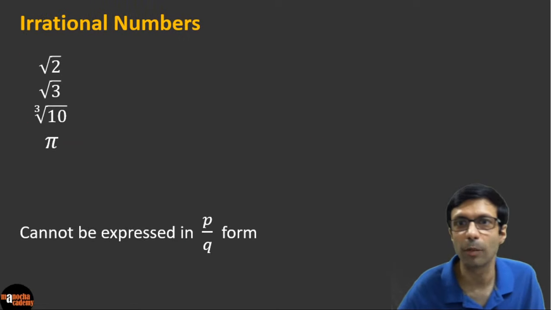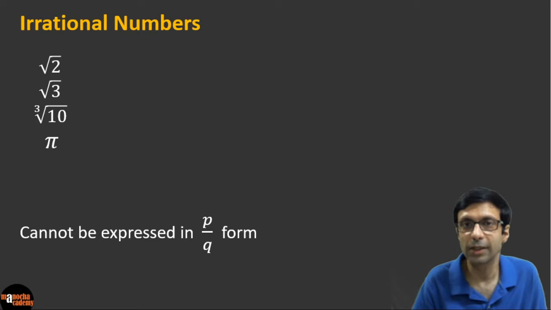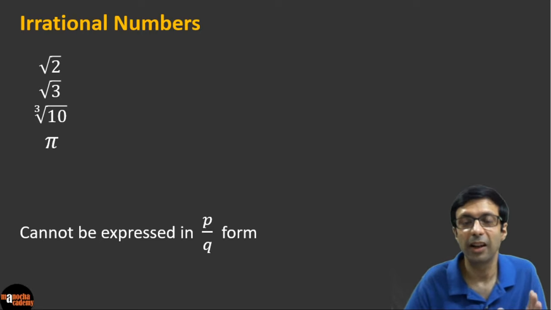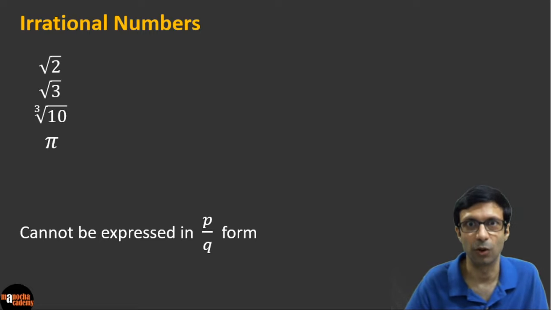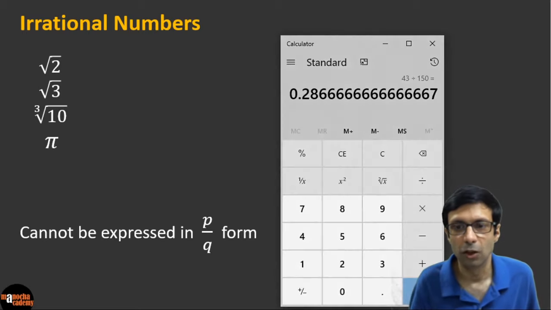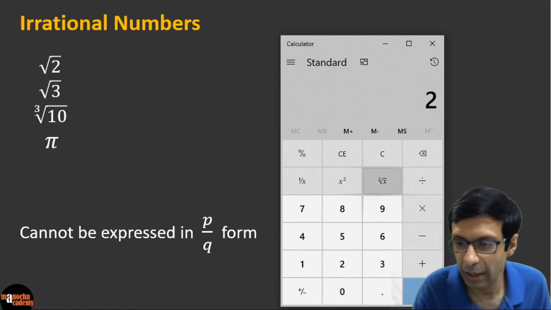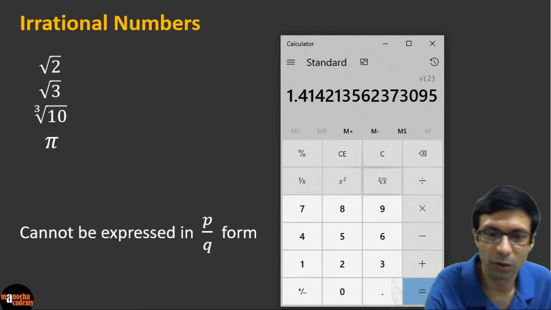Now let's go ahead and talk about another interesting set of numbers called irrational numbers. So what is the definition of irrational numbers? Irrational numbers are those numbers which are not rational. Okay, so the numbers which are not rational. For example, so we have some examples here, root 2. So let's go ahead and take root 2. So if you do that in the calculator here, can you see what we have here?